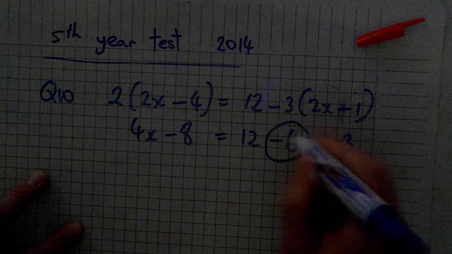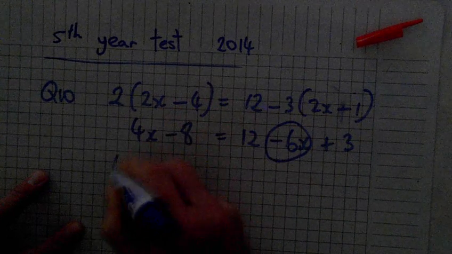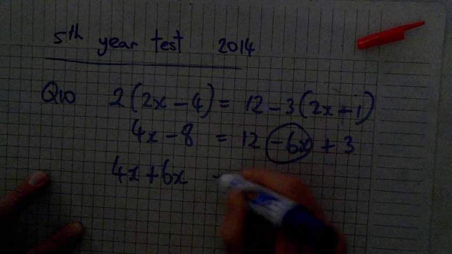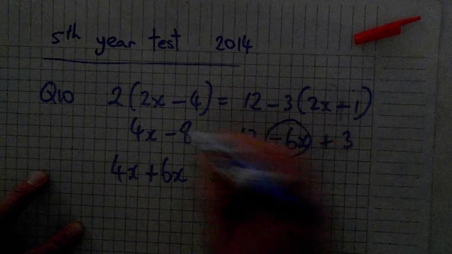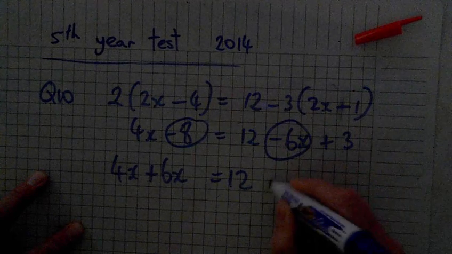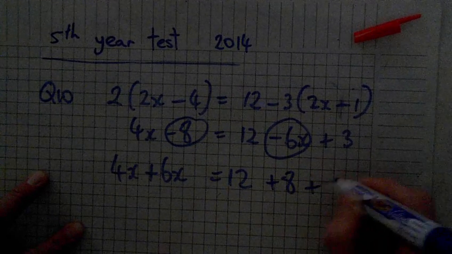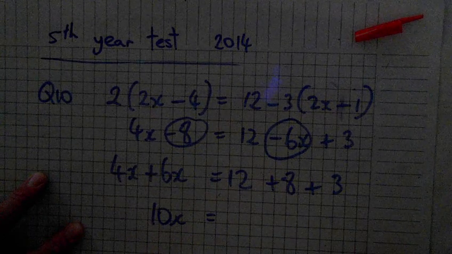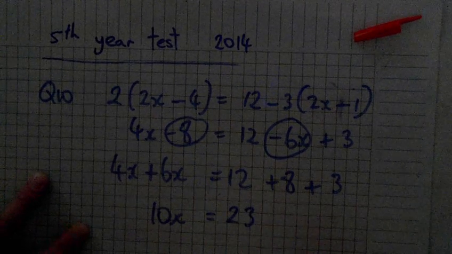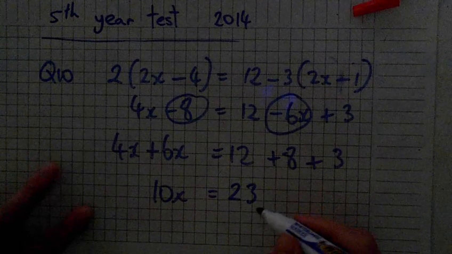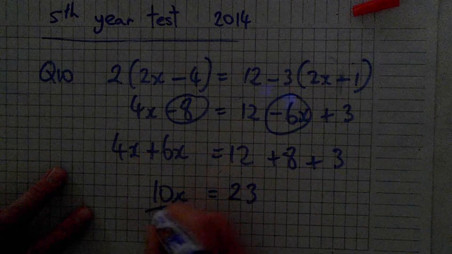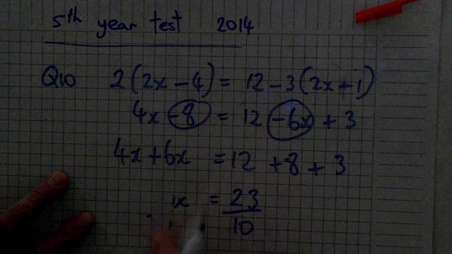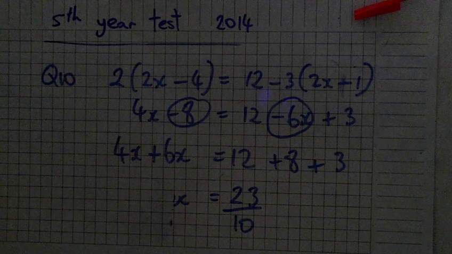You move the minus 6x across to the left. Minus 6x becomes plus 6x. And we'll move the minus 8 across to the right. Plus 8 plus 3. 10x is equal to 23. Divide both sides by the number in front of the x, which is 10. 10 into 10 goes once, 10 into 10 goes once. So you've got x is equal to 23 over 10.